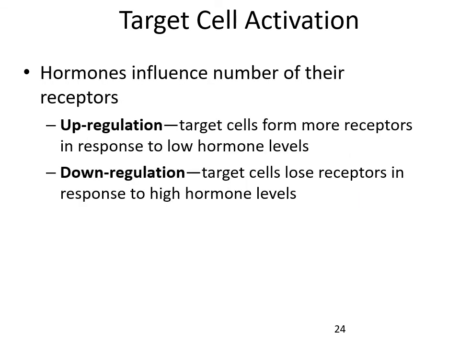Now, hormones can influence the number of receptors that are found on the cell. Upregulation: if a cell really wants something, like if the cell wants glucose, that cell will put more receptors up there so you can take in more glucose. Downregulation is where if a cell doesn't want to respond to something, it will pull the receptors in, in exposure to higher levels of that hormone.